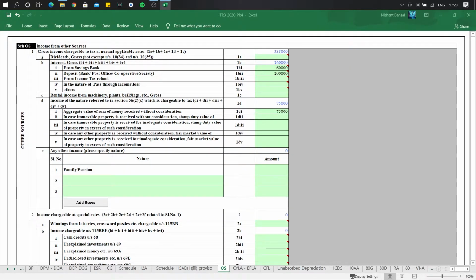Okay, so now the next is winning from lotteries, 10,000. So winning from lotteries, it would come here, 10,000. Done. So we are done with this tab as well. So now next is information regarding investment under section 80C to 80U. So we have to go to chapter 6A for that.